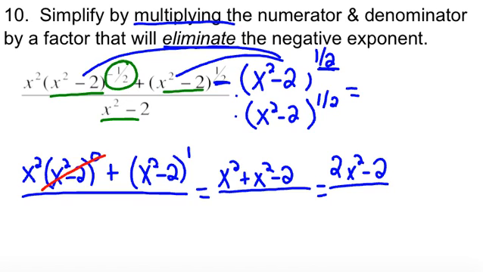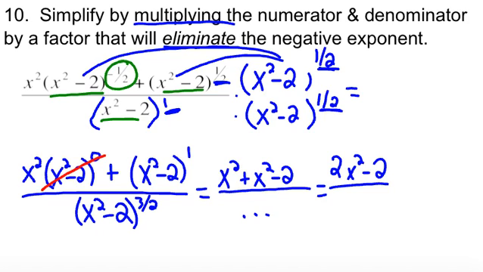Okay, in the denominator, we have x squared minus 2 to the first power times x squared minus 2 to the 1/2 power. We have to add these exponents, 1 and 1/2. Well, that's just going to be 3/2. So x squared minus 2 to the 3/2. I'm just going to bring this over here. It's the same thing. And I think we're looking pretty good here.